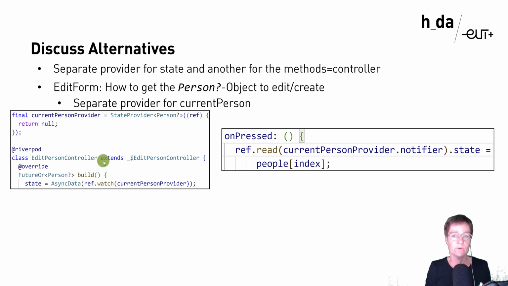Again, your controller could have this state, and there you simply watch this current person provider with the state, or you separate the controller and the state as discussed in the first option.